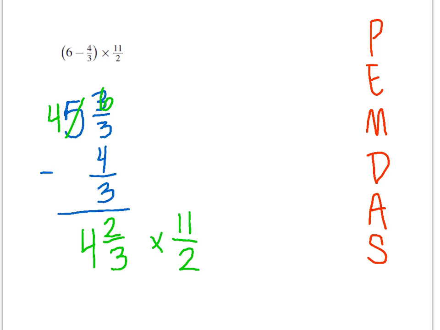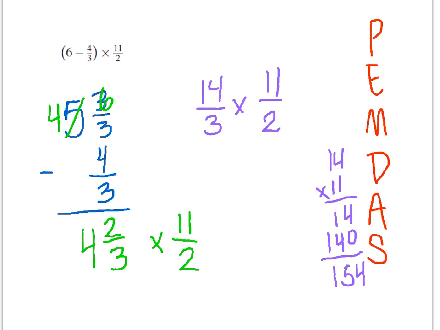I would now change the 4 2/3 to an improper fraction so you can multiply easier. I know that 4 times 3 is going to be 12 plus 2 is going to be 14 thirds times 11 halves. Now you can multiply going straight across. The first thing that you do is 14 times 11, and you get 154. And then you do 3 times 2, which is going to be 6.